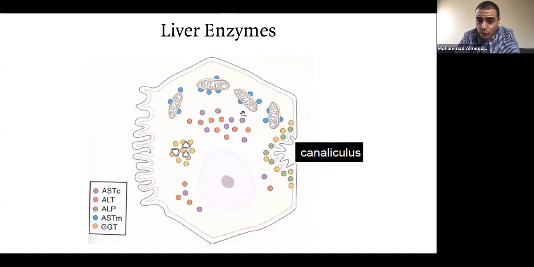But also you have AST in the mitochondria. It's very important. So there's two types of AST. There's a cytosolic AST and a mitochondrial AST. And then you've got the ALK phos and GGT, they're kind of on the canalicular side. And that's why when you have hepatocyte injury or canalicular injury, then the ALK phos and GGT will be elevated rather than AST and ALT.